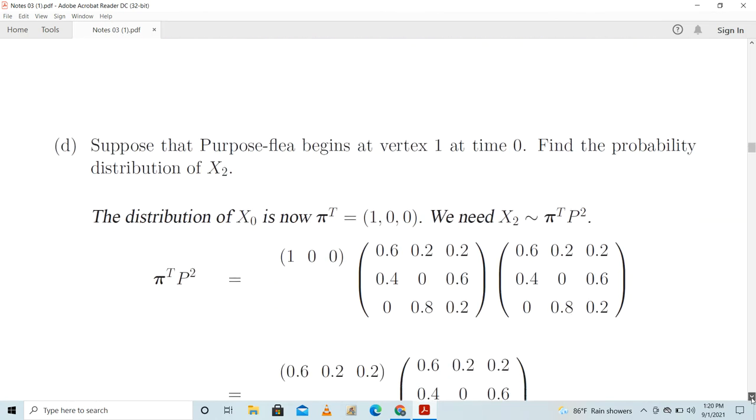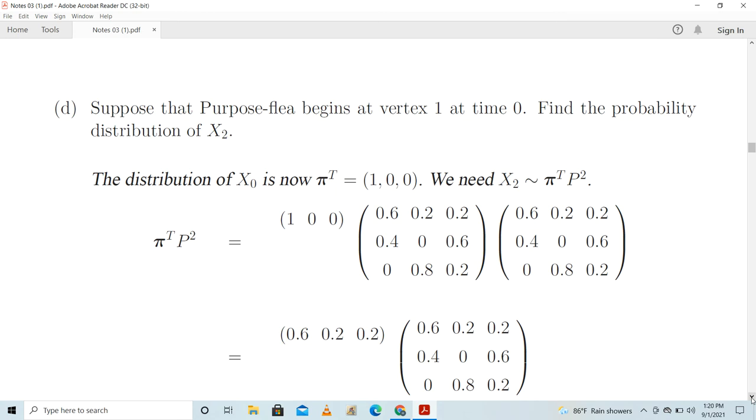And then, suppose that the flea begins at vertex 1 at time 0, find the distribution of X2. So in this case, what happens? Now when time equals 0, there is no equal chance to reach each of the given states, because they have particularly mentioned that this flea has begun from state 1 at time 0. So when you take X0, the flea has reached only state 1. The probability of reaching state 1 is 1, and it has not reached the other states, so the other probabilities should be 0. So that is X0.